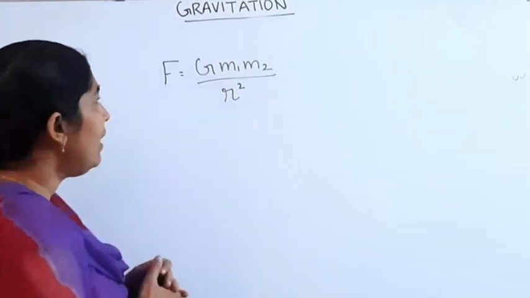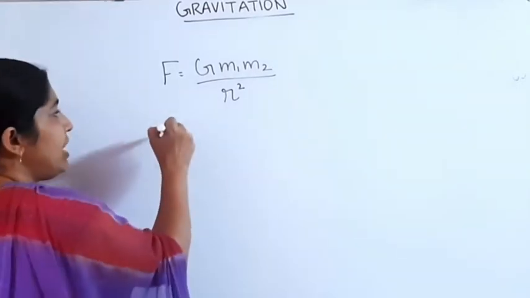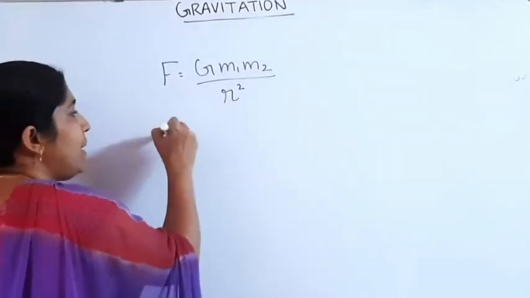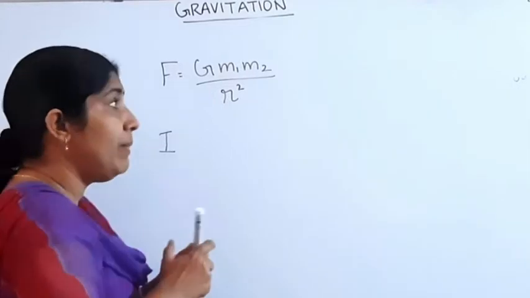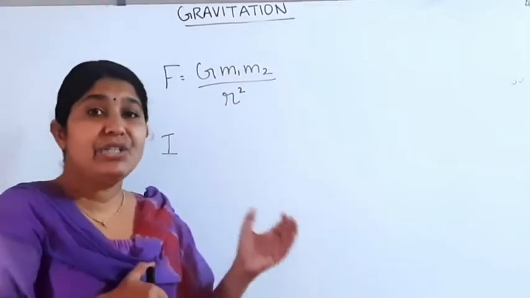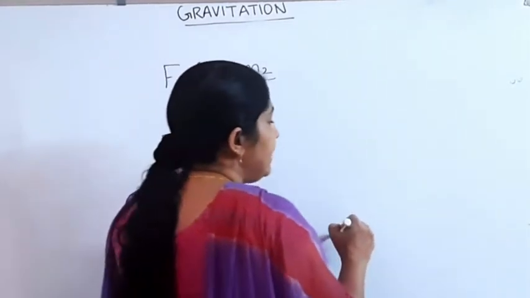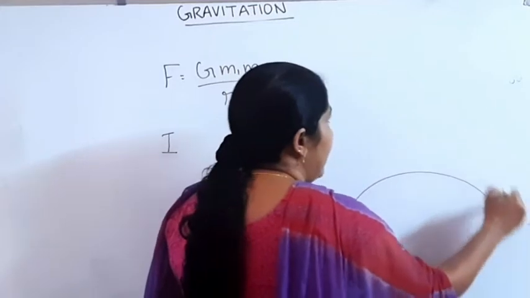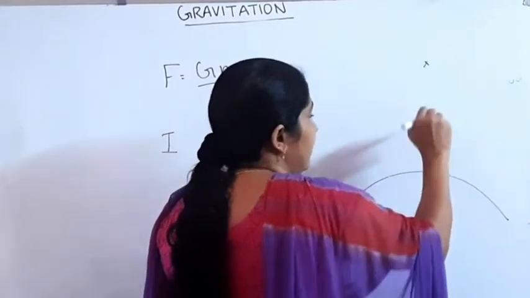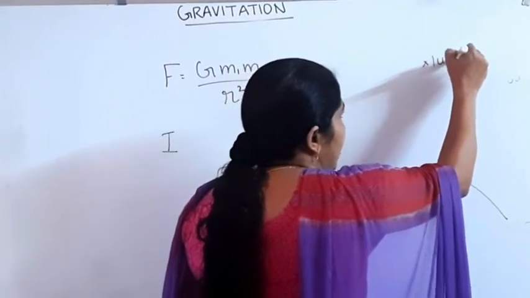Then intensity of gravitational field. Intensity of gravitational field is the force experienced on a unit mass placed in the gravitational field. Intensity of gravitational field at any point can be determined by placing a unit mass in the gravitational field.